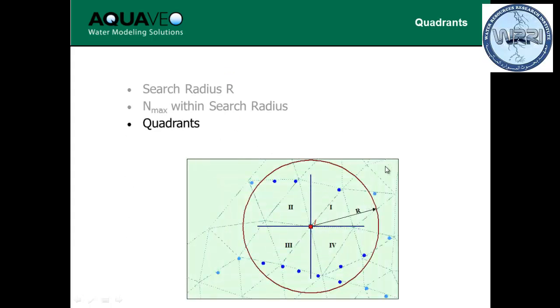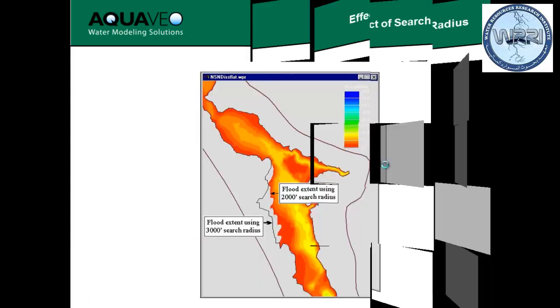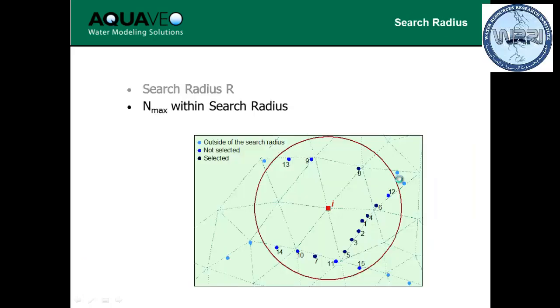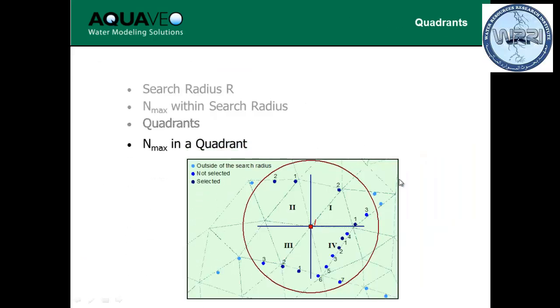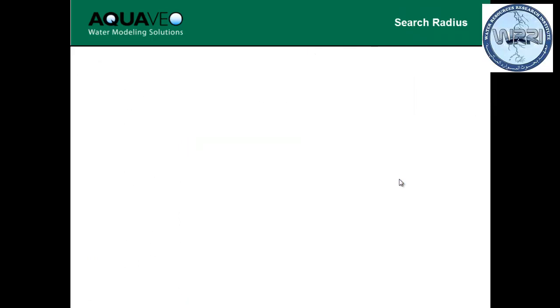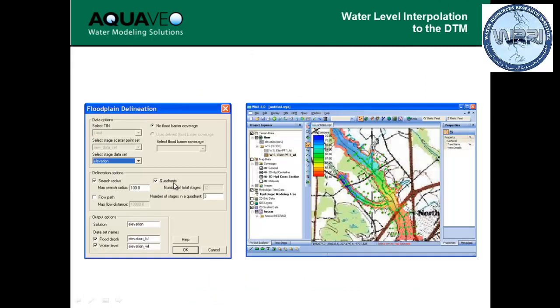Okay, so there is another number. This number right here, the number of stages in a quadrant. Let's talk about what that means. So if you have the option, let's go back to this window. There's an option in this window to use quadrants, and that's the default option.